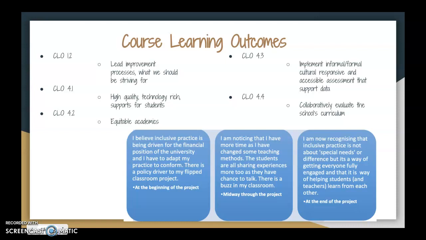Course learning outcomes. When you read through the course learning outcomes, they say things like lead improvement processes, what we should be striving for in our classrooms, like high quality practices, technology-rich environments that use the technology appropriately, supports for all students, equitable academics, having a culturally responsive classroom, supportive data, and collaboratively evaluate the school's curriculum. What the course learning outcomes are like is pretty much like the trifecta.